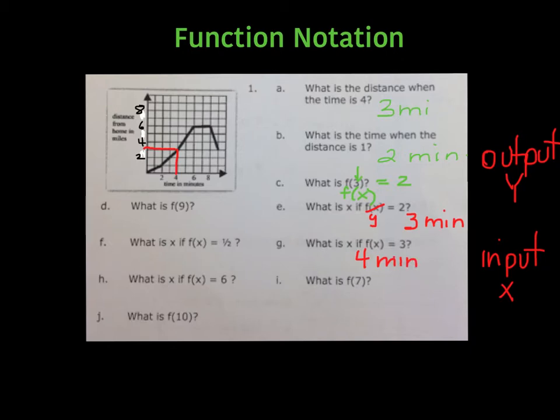What is f of 7? That right there is my input. If I input 7 into the function, what do I get? So I'm going to come back to my graph. I'm going to go to 7, go up to the graph and go over, and I get 6 miles.